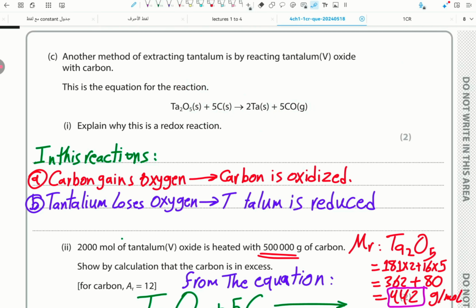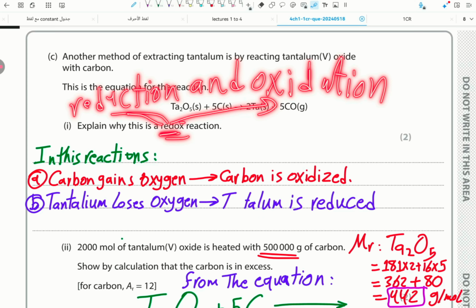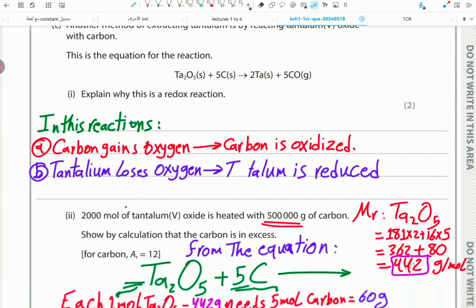Now, explain why this is a redox reaction. What do we mean by redox reaction? Redox means reduction and oxidation. Redox comes from red meaning reduction, ox meaning oxidation. So why is this reaction reduction and oxidation? The answer is easy.